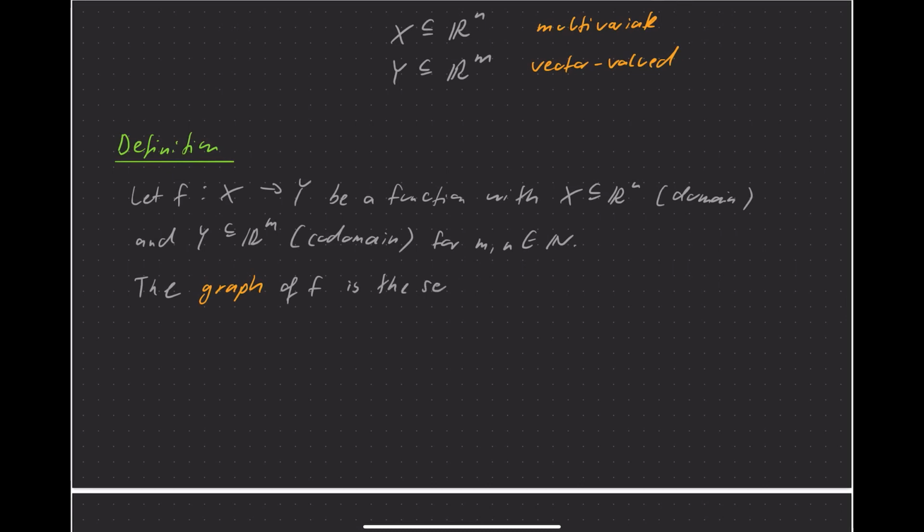That is just the set denoted by graph of f. The set consists of all points x in the domain and all corresponding function values f of x in the codomain. So we just use pairs (x, f(x)). The only difference to the real case being that now x and f(x) may be vectors instead of just real numbers. Okay, so this is the graph.